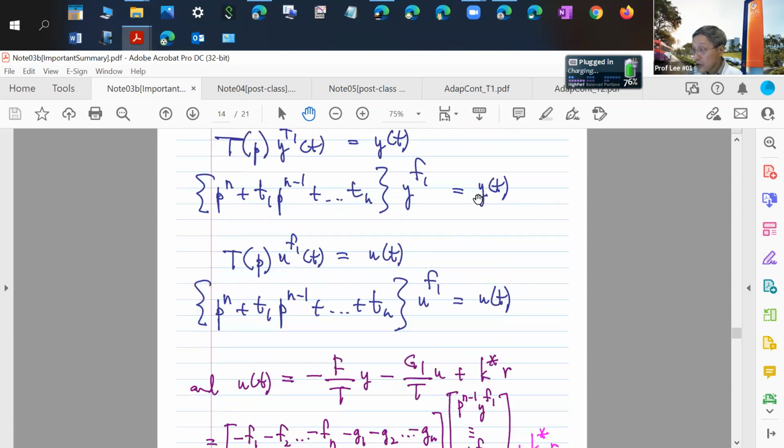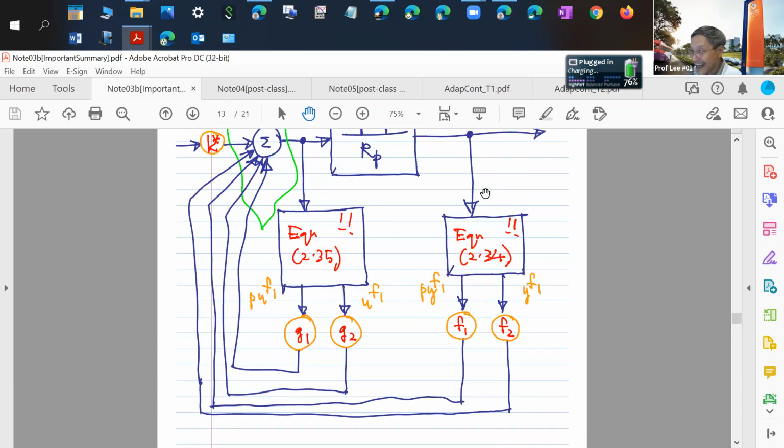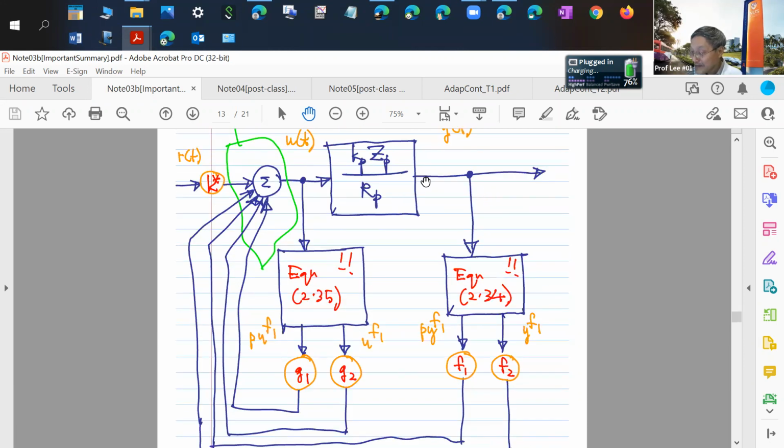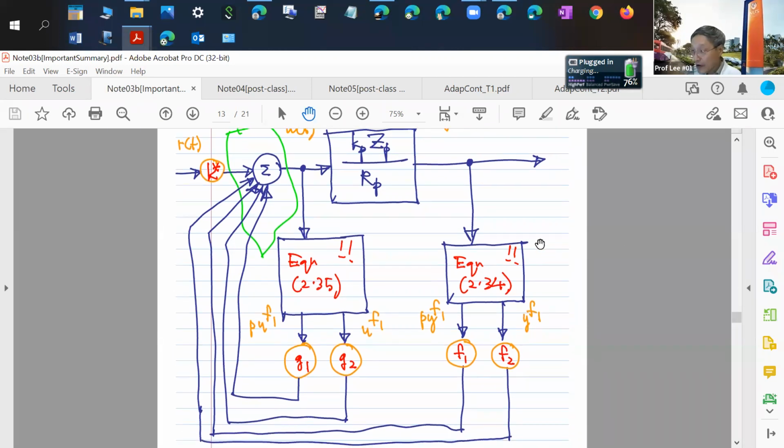Basically what is happening here is that this is your system. It is of order n. You generate n signals coming out here, and n signals here. This system is of order n.